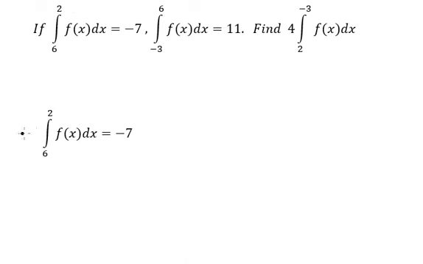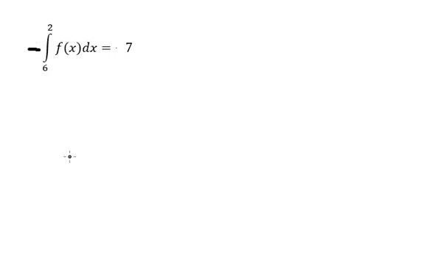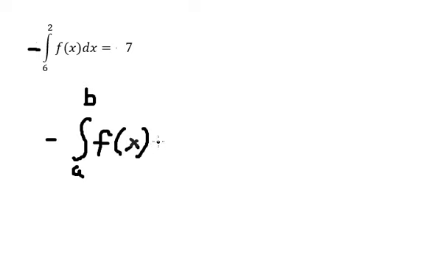Now we put the negative for both sides. So this one we have positive number 7. Now we have the formula in here. So we have the negative side. So we can swap the top and the bottom together. So we have the integration from B to A.